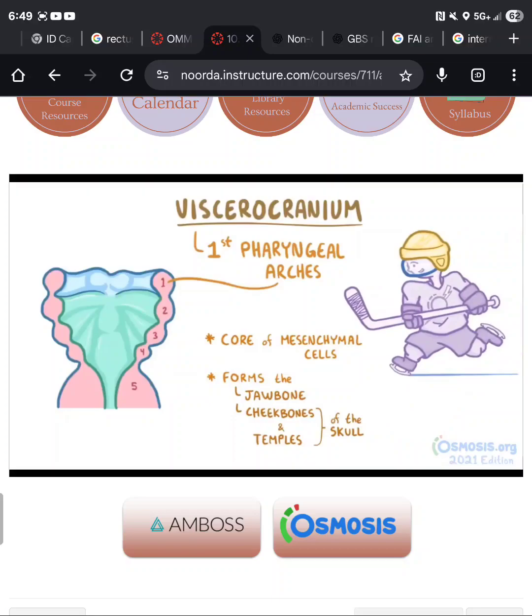To go back to the helmet analogy, the viscerocranium would make up the face guard protecting our mouth and nose from damage. And this face guard is slightly curved, to remind you that the bones come from the first pharyngeal arch.